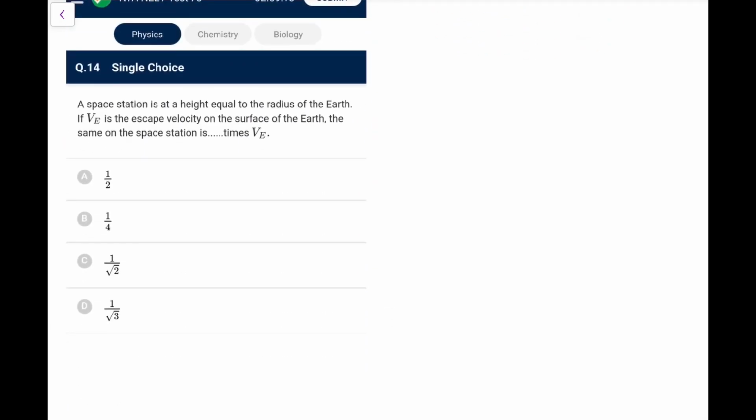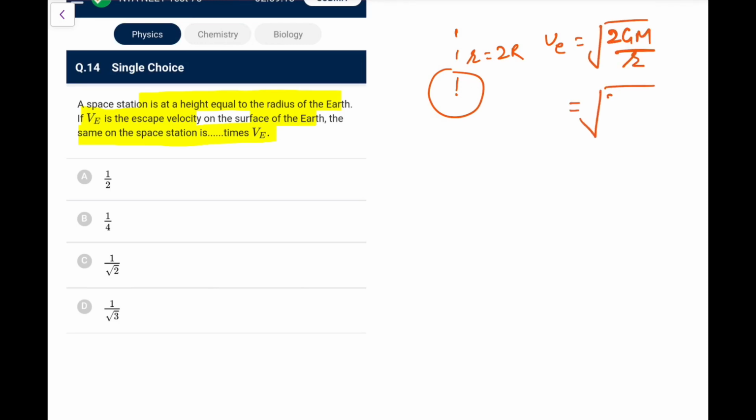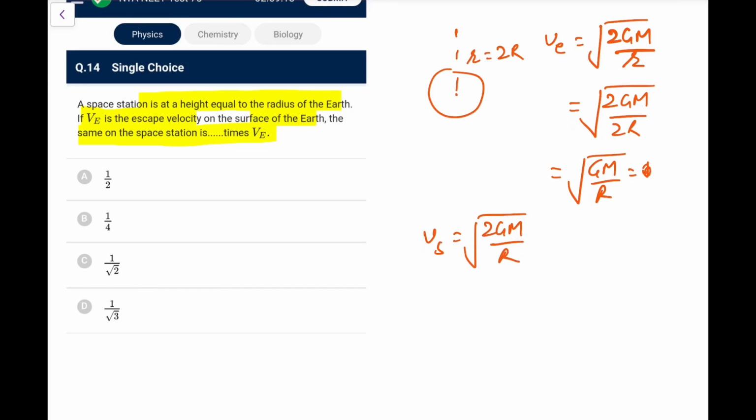Next one, a space station is at a height equal to the radius of the earth. If v is the escape velocity on the surface of the earth, the same on the space station is. Okay, so it is at a height equal to the radius of the earth, so it will be like here. So here the small r will become 2R. So we know here the escape velocity would be root 2GM by small r, which will come out as root 2GM by 2R, or you can say root GM by R. At the surface, the escape velocity is root 2GM by R, so it is basically 1 by root 2 times of that, because the speed required would be less because it is less tightly bound.